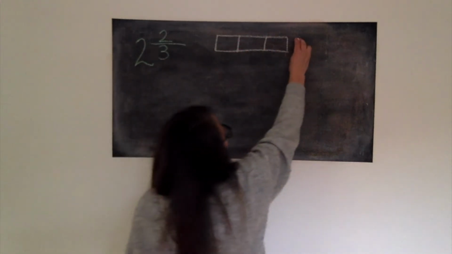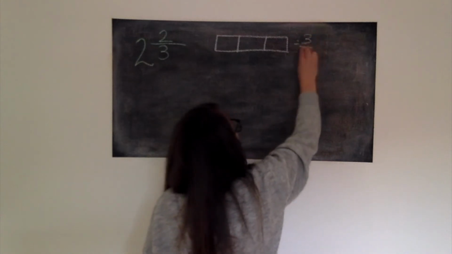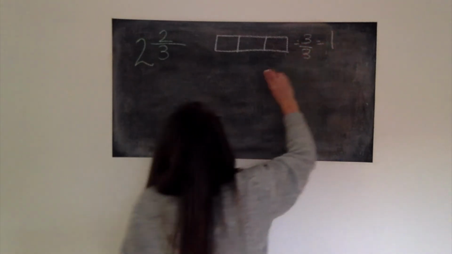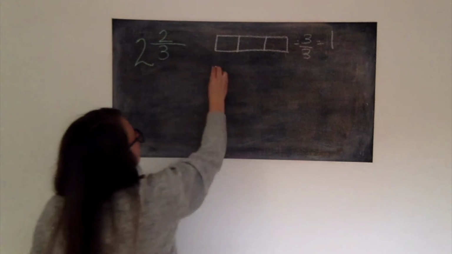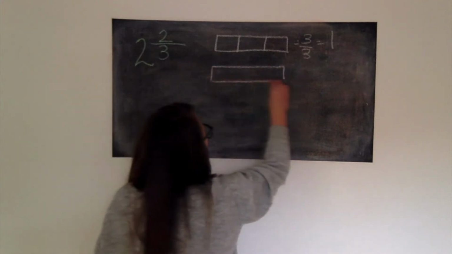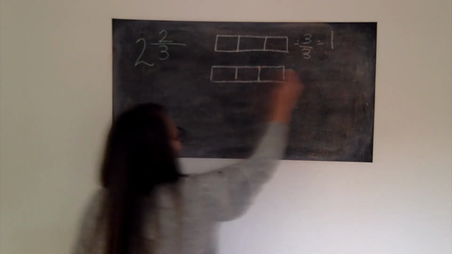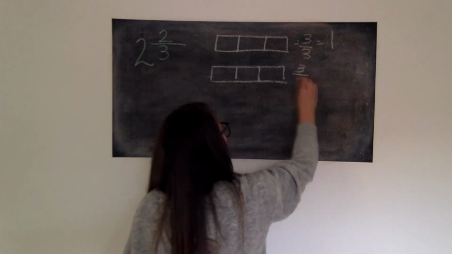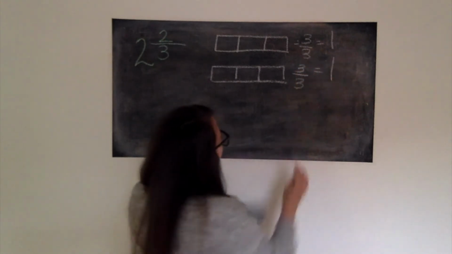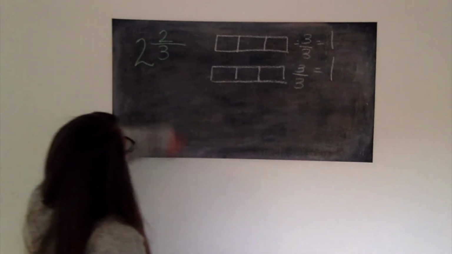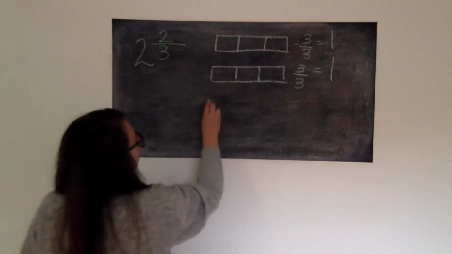So I've got 3 thirds there, which is the same as 1 whole, but I need another whole set of thirds, so I'm going to draw another one. So now there's another 3 thirds, which is the same as a whole. So here I've got my 2 wholes. And now I need to draw my 2 thirds.